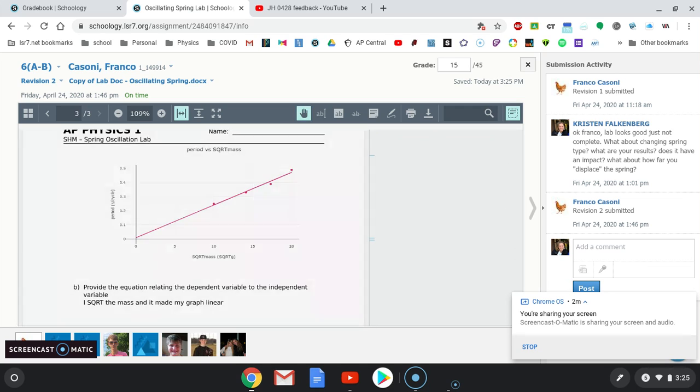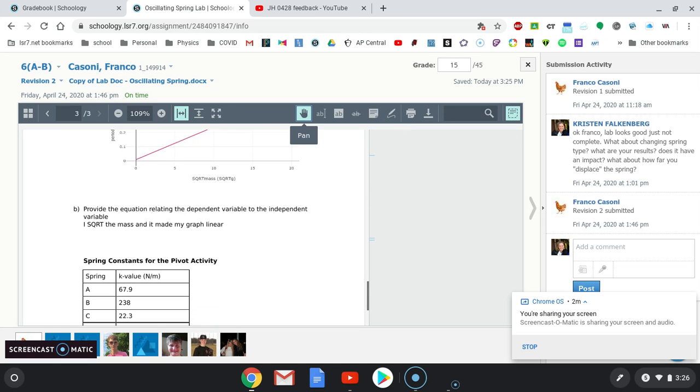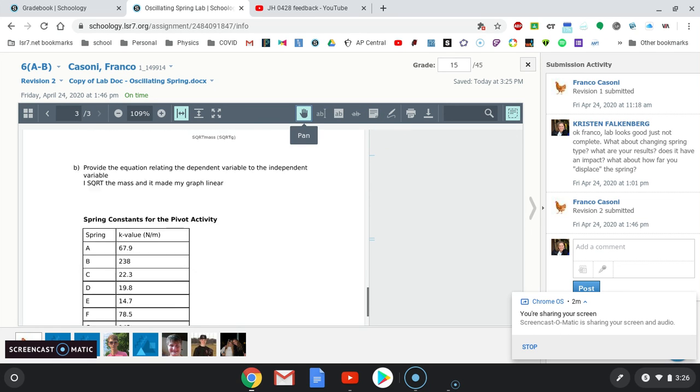Yeah, square root of mass and period, which is great. And wow, look at that. The intercept is virtually like 0, so it's not significant compared to y values. And I would say that is about as linear as you can get it. So provide an equation. Square root the mass, and it made my graph linear. Do you have an equation for that, right?